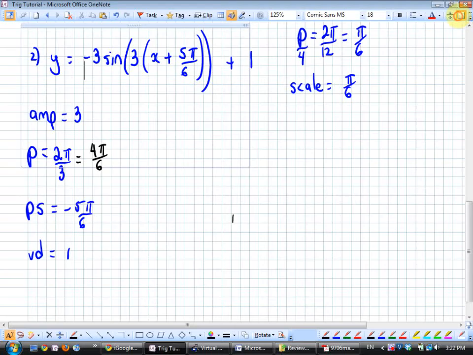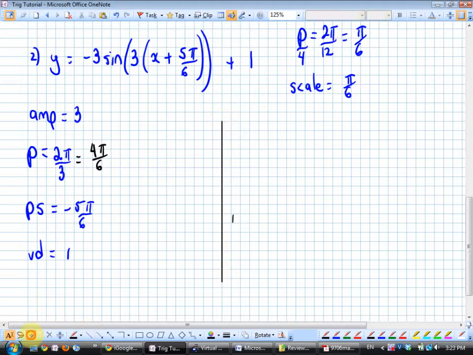I'm going to bring back my grid paper. Again, you can freehand this if you want to or not. So if you're freehanding, you'd have a line, and you'd have a line. I always do verticals first. What's my vertical displacement? What's my amplitude? So how high is this graph going to go? How low?